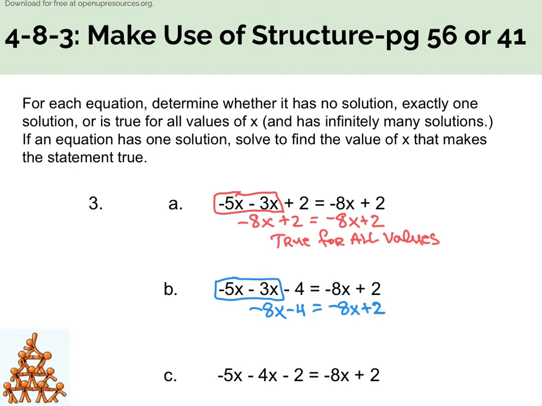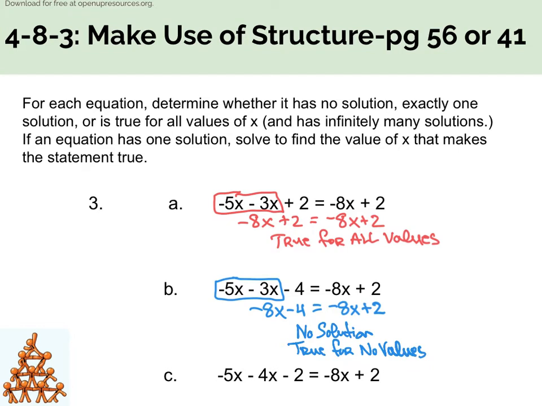Let's go ahead and look at them. So I have -8x, -8x. Awesome. The variables are the same on both sides. Let's look at the numbers. -4, +2. Those numbers are not the same. So what is the answer for this one? It is going to be no solution. Or remember, it's true for no values.